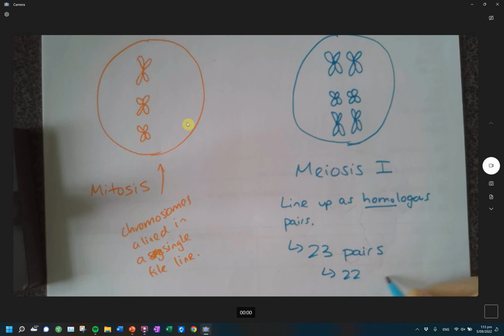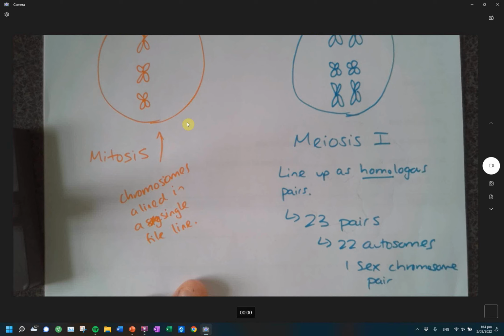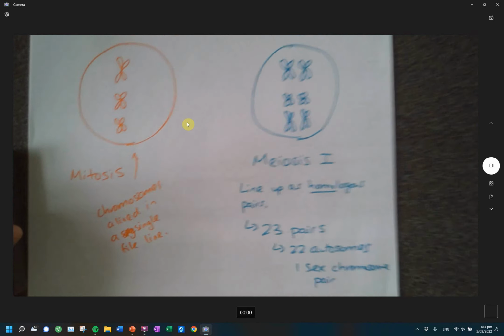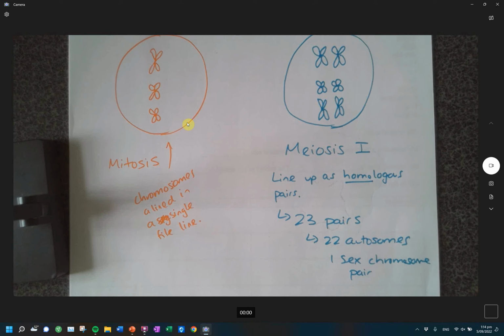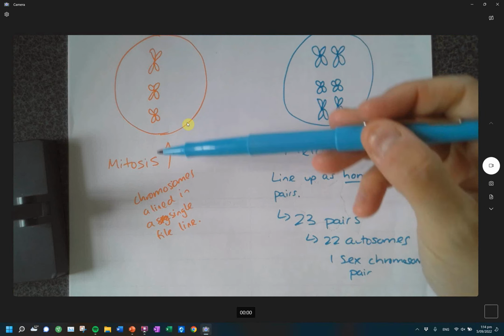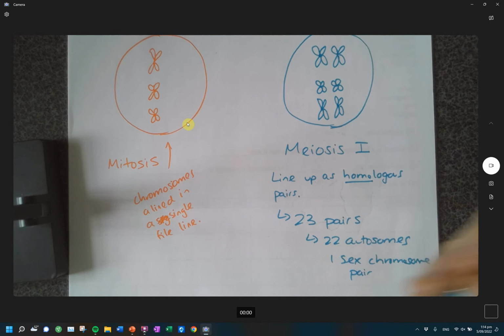We have 22 autosomes, and then one sex chromosome pair. Does that ring a bell? It's going to zoom it out. So they align in the homologous pair, where in this case, all the chromosomes will just align in single file.